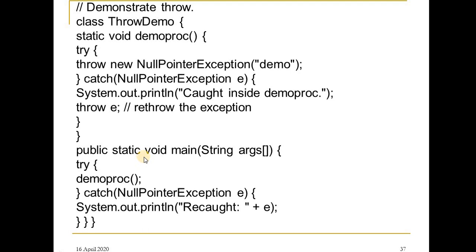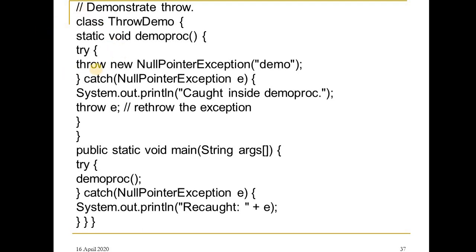Now, let me start explaining from the main method. You see that in the main method we have the try block. Inside the try block, we are going to call the method demoProc. So, the control goes to the method demoProc. Now, within this method demoProc, I have one more try block which will throw a NullPointerException. Now, this new keyword is used to construct an instance of NullPointerException.